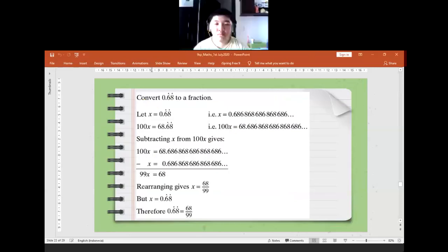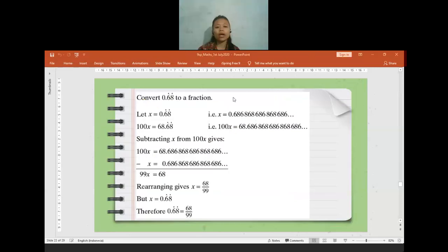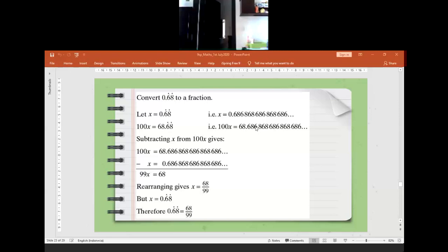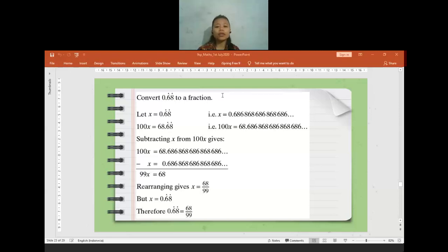Okay, now for this example, we have the 0.6x. And then we need to write it as 0.686868 and so on. How many digits are repeating from there?